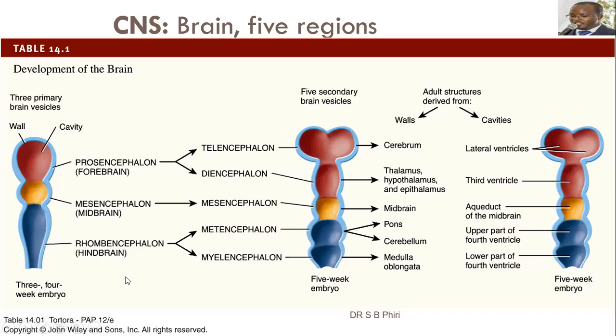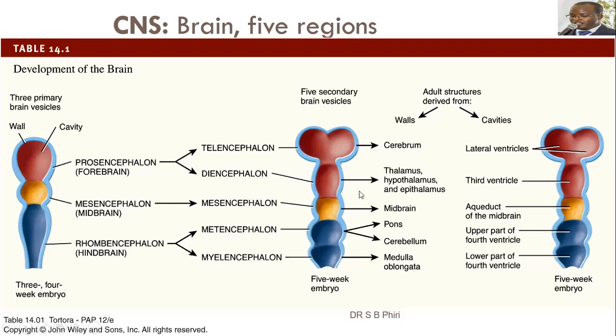Then later on during development of an embryo, at about 5 to 6 weeks, you're going to appreciate the 5 secondary brain vesicles. Some of them arise because the primary vesicles are dividing into 2 parts. You can see here that the proencephalon will divide into the telencephalon and the diencephalon. The mesencephalon doesn't divide, it will still maintain the structure. Then the rhombencephalon will divide into the metencephalon and the myelencephalon. So instead of having 3, you're going to have 5.